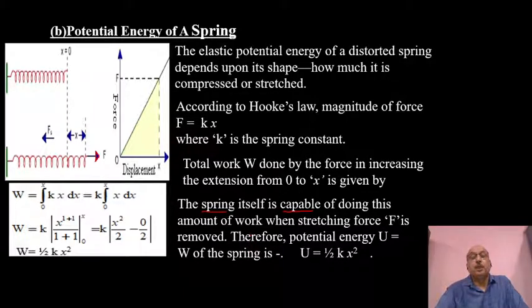Therefore, we say this amount of work, that is half kx squared, is stored inside the spring. And that's why we say this work done is the potential energy of a spring. And it is represented by U. So U is equal to half kx squared. That is the potential energy of the spring.